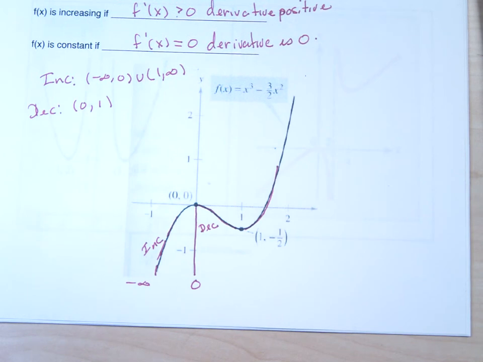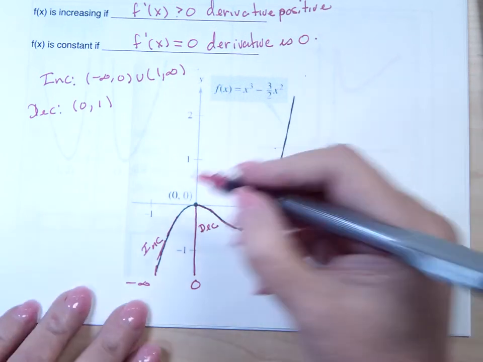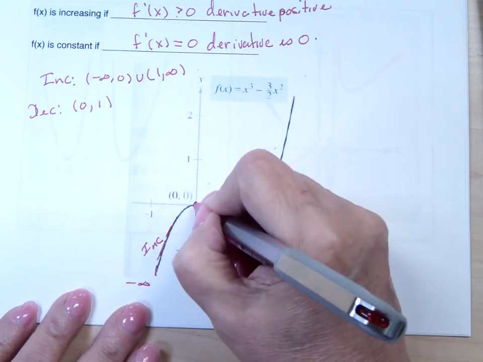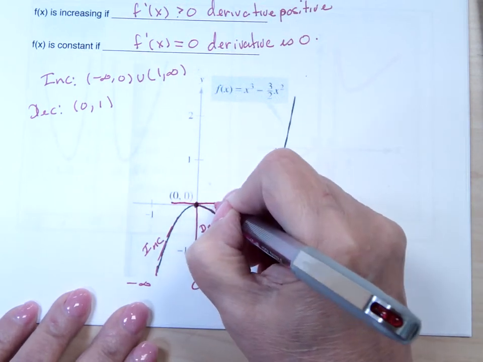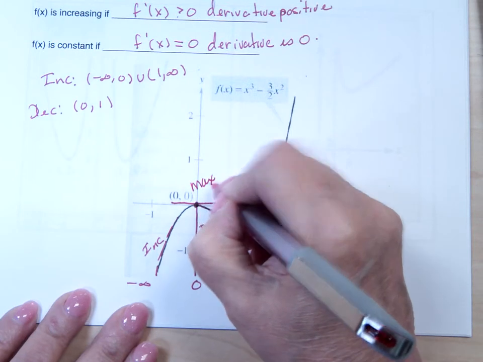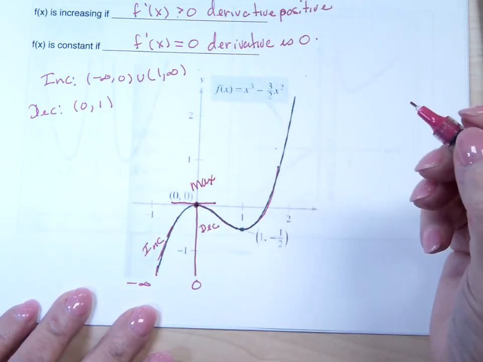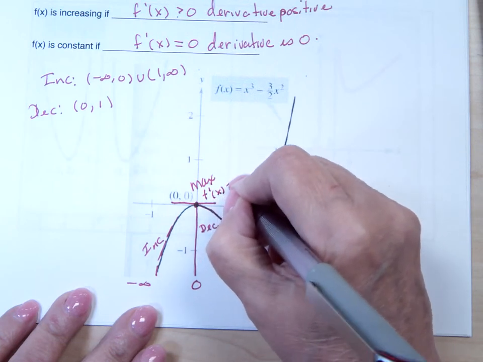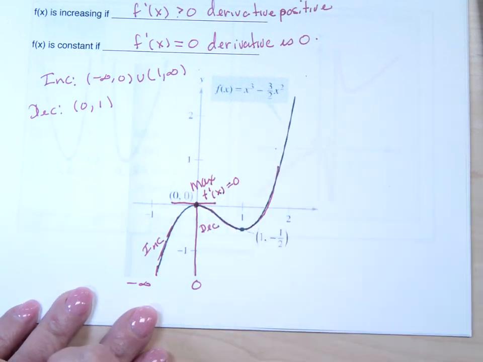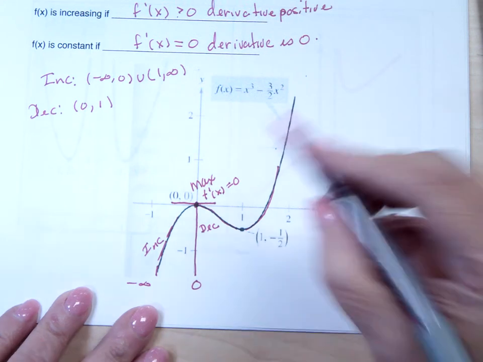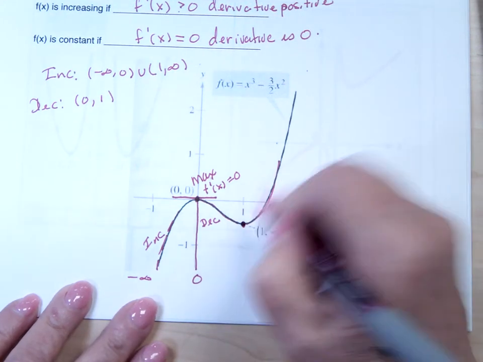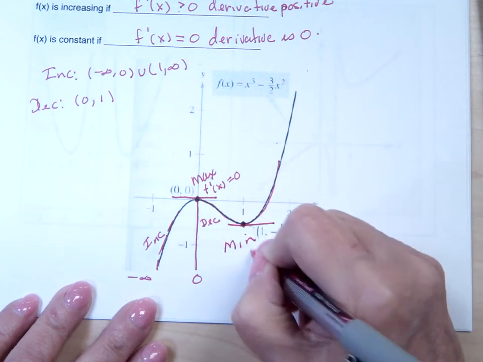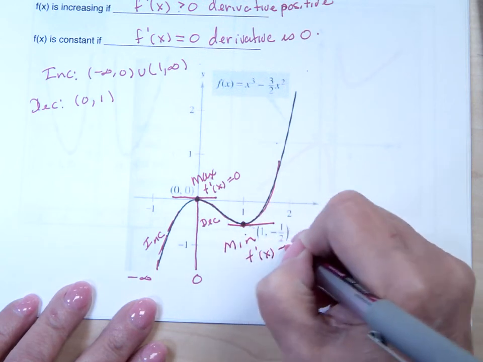But here's what's important. Increasing, decreasing, at this point right here, where I have a maximum, f prime of x is 0. And where I have a minimum, f prime of x equals 0.